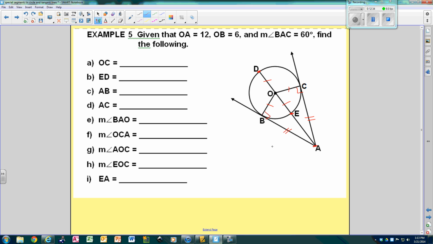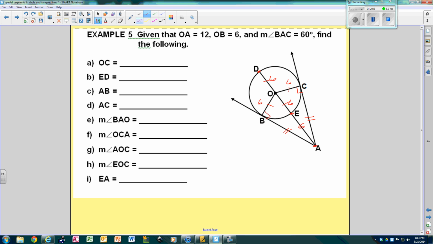So now all I've got to do is label everything. OA is 12, so this whole thing is 12. OB is 6, so if OB is 6, OE is 6, OC is 6, OD is 6. Remember OA was 12? Well, if OE is 6, then EA is also 6, because the whole thing is 12.